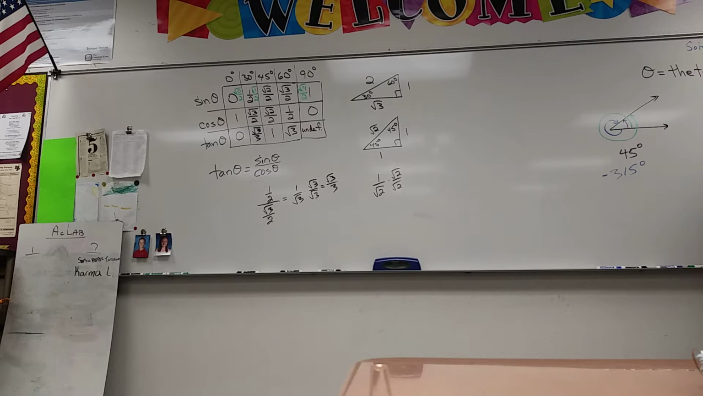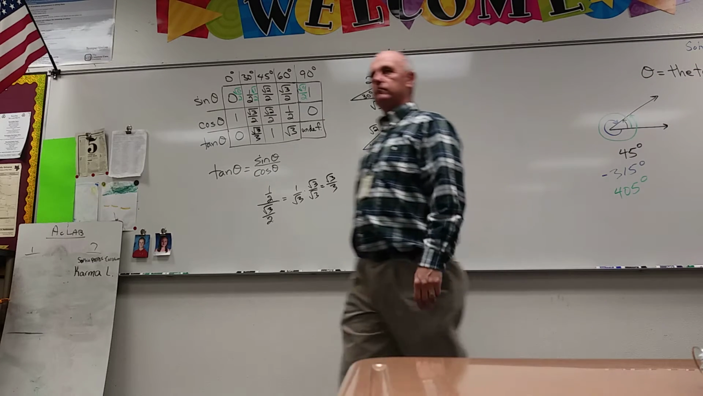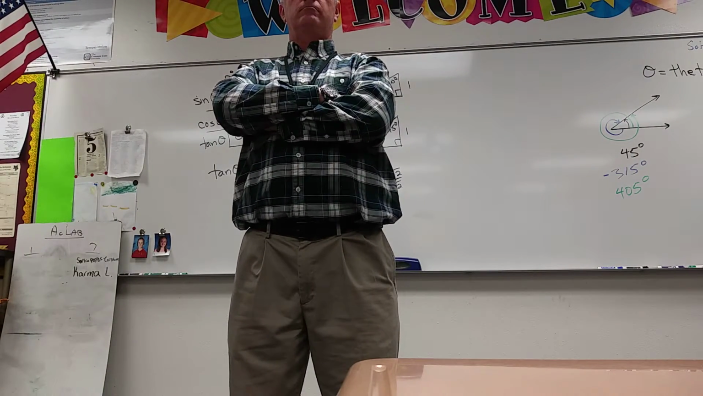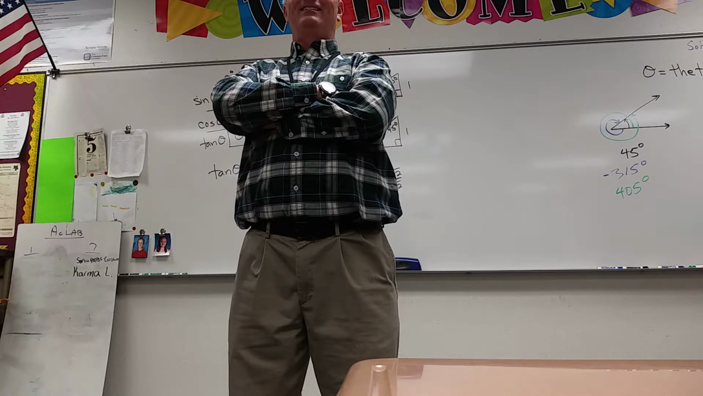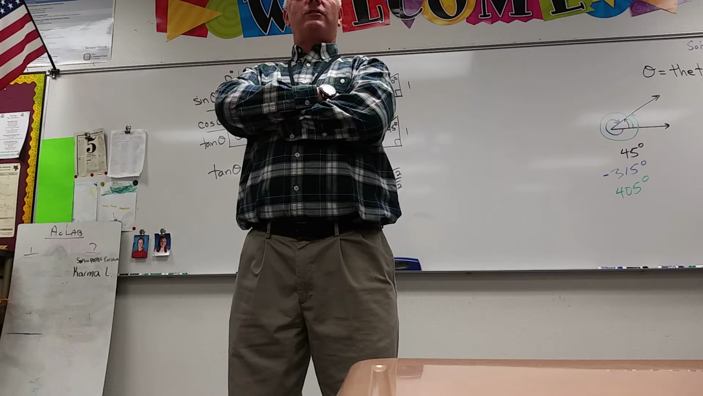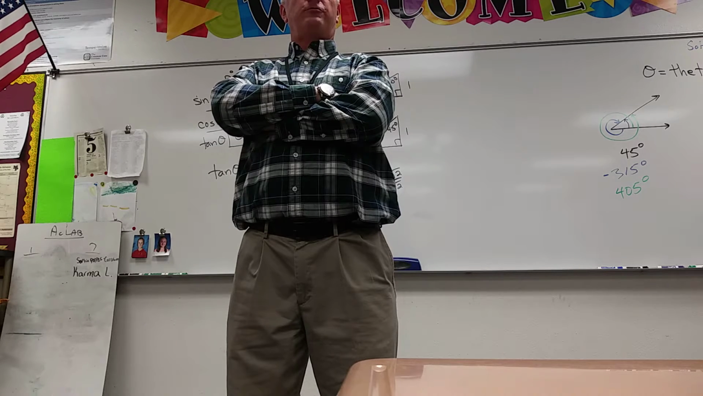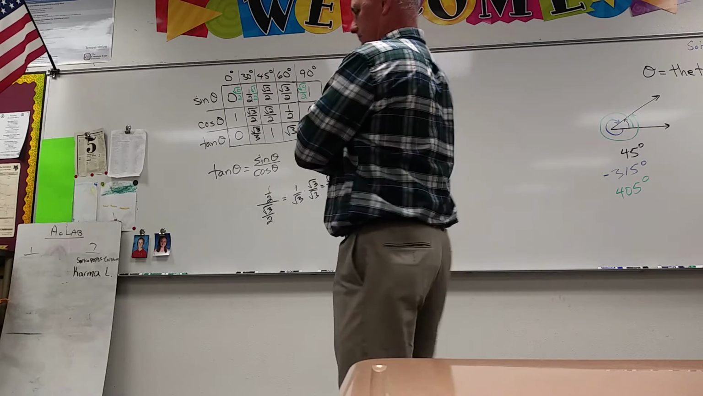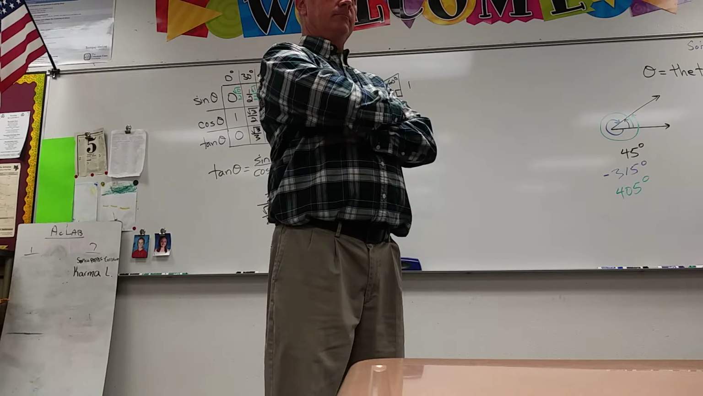405 degrees. How'd you get 405 degrees? What does 360 represent? One full revolution. Okay? Is it possible to have an angle of 405 degrees? Yes. Okay, this would be a representation of 405 degrees.